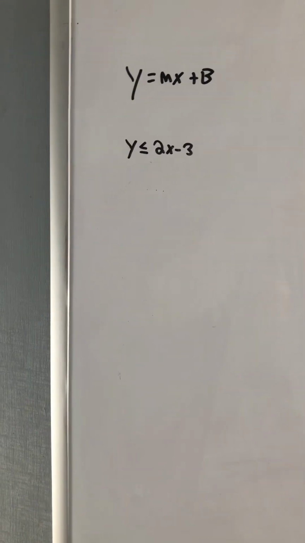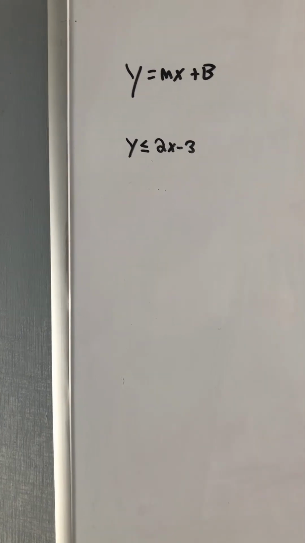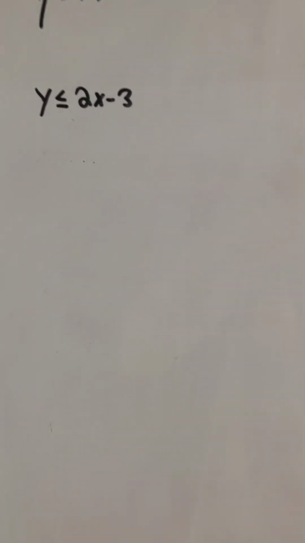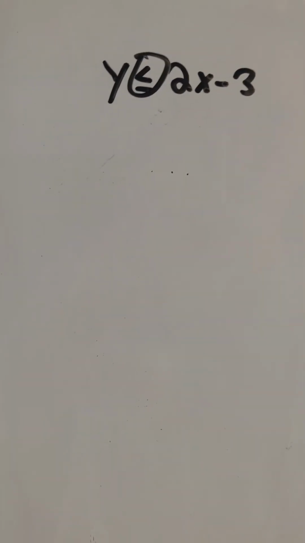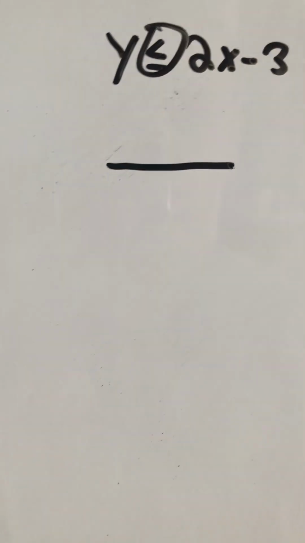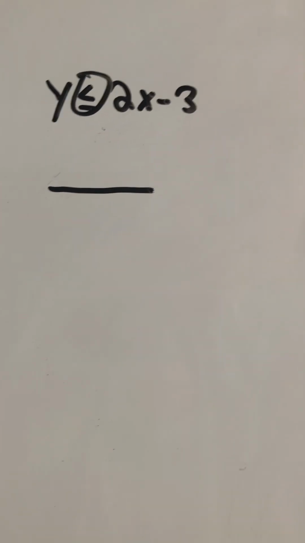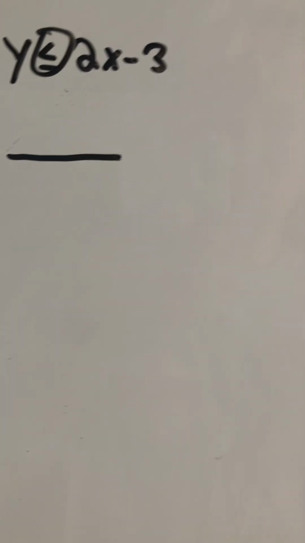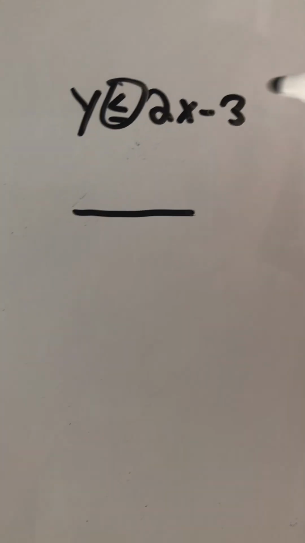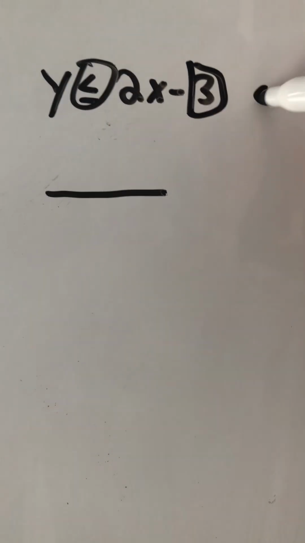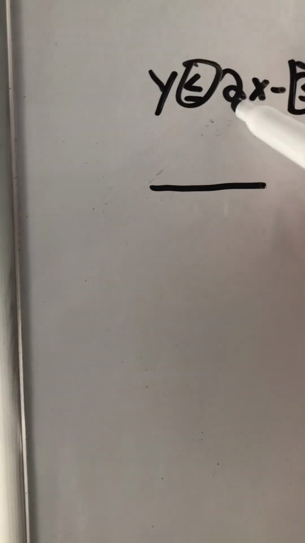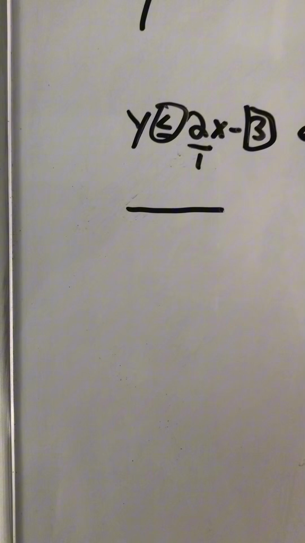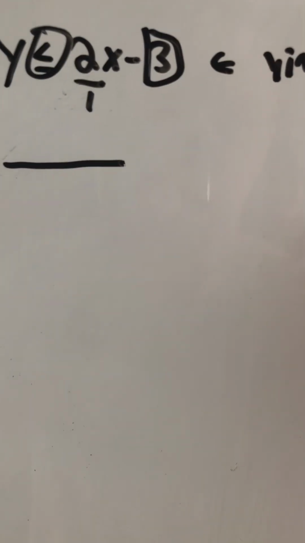I've got one last one for you to try. y is less than or equal to 2x minus 3. First I'm going to look at the inequality. y is less than or equal to, that means it's going to be a solid line. That's going to be the behavior of the line. Then I'm going to look at the y-intercept, which is negative 3 in this example, and then the slope, which is going to be 2 over 1. That's the understood 1 under the 2, by the way. So the slope is going to be 2 over 1.